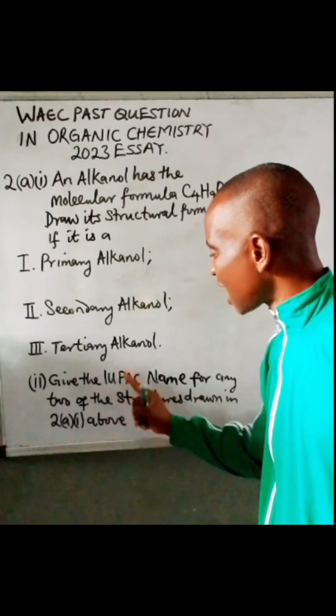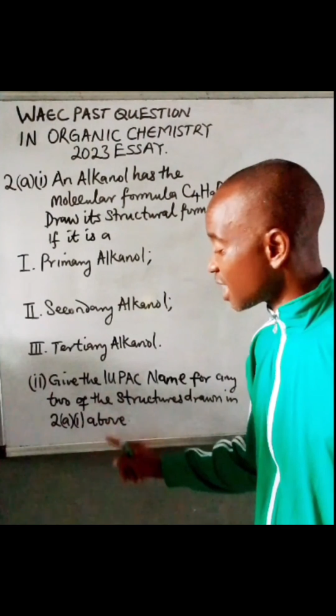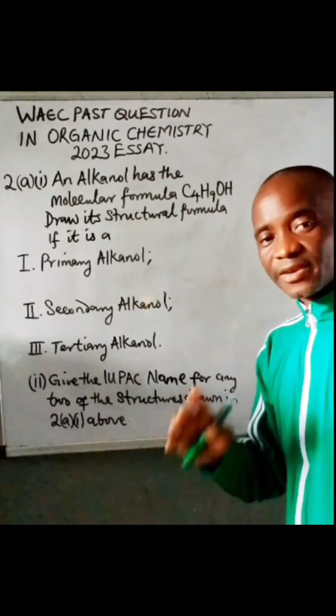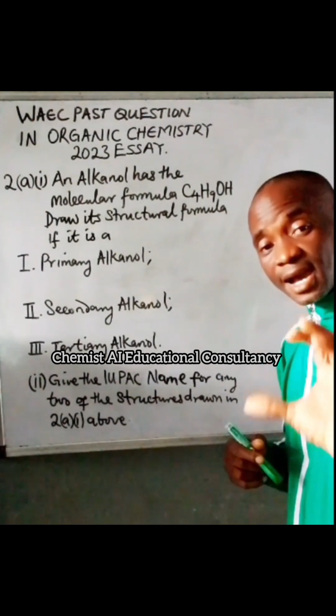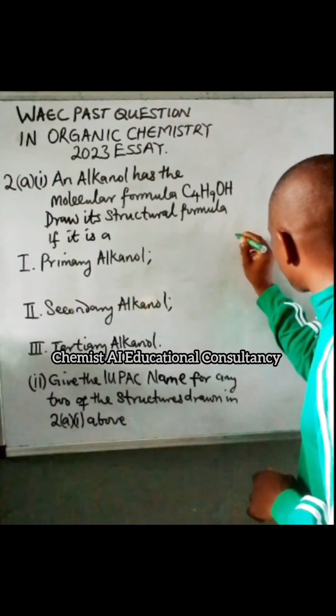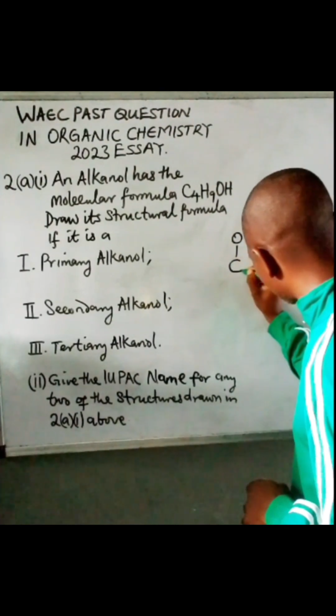II says give the IUPAC name for any two of the structures drawn in 2AI above. Now you ask yourself, what are primary, secondary, and tertiary alkanols? Alkanol is known for having OH functional group attached to a particular carbon.